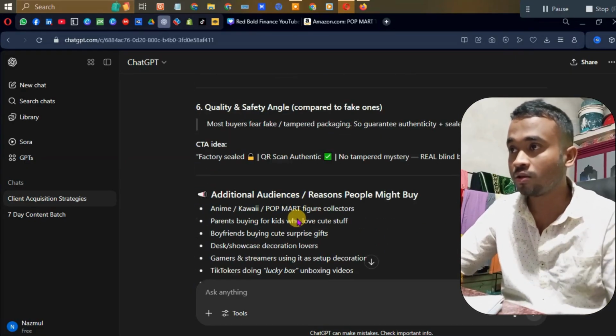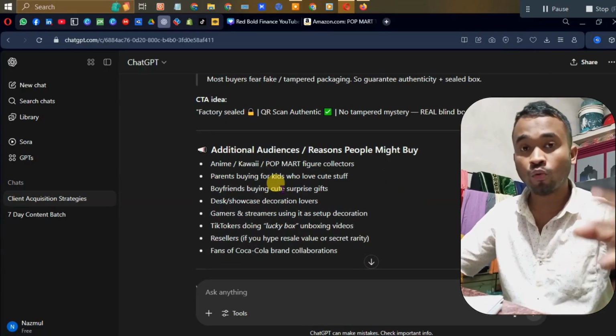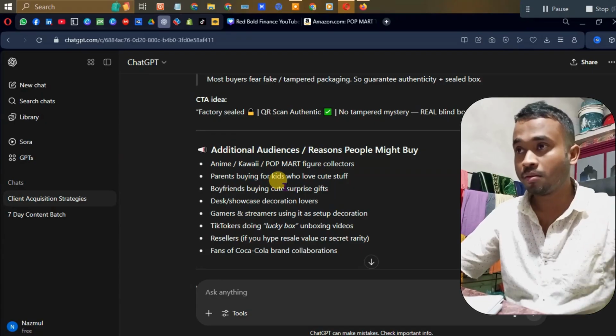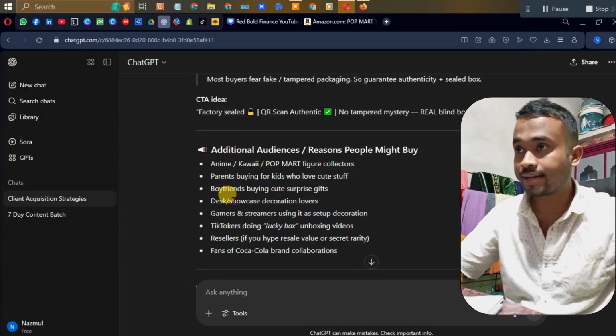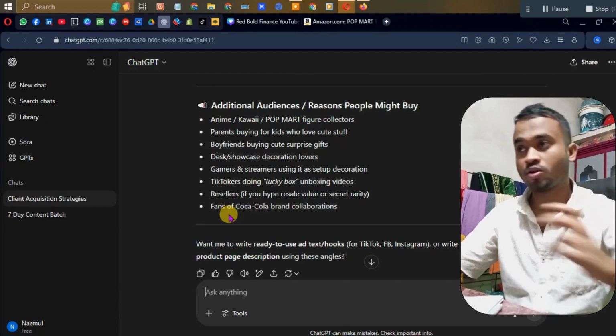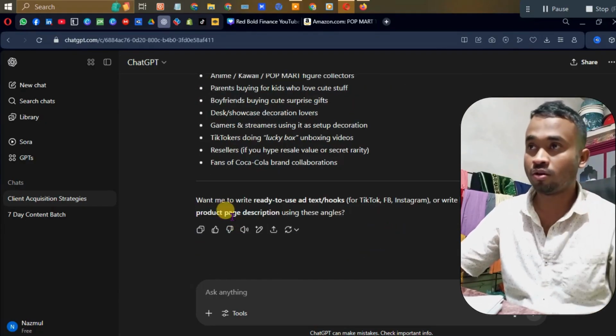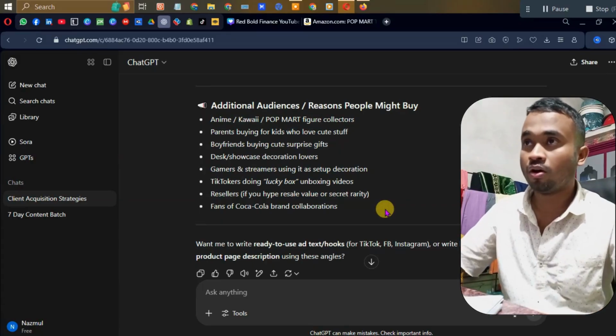Then additional audience reasons people might buy. For anime, kawaii, Pop Mart, anime lovers can also buy. Parents buying for kids, boyfriends buying cute gifts for girlfriends, desk showcase, yes. Gamers and streamers, TikTokers, resellers, fans of the Coca-Cola brand collaboration. So these are the main reasons why you can sell this product from a different angle, in an unsaturated way.